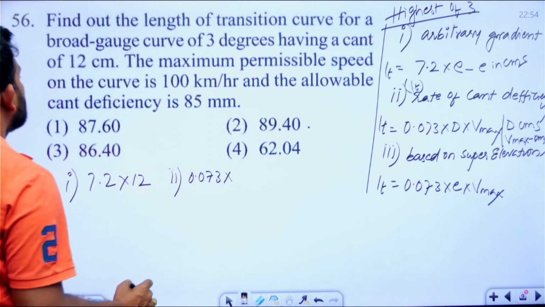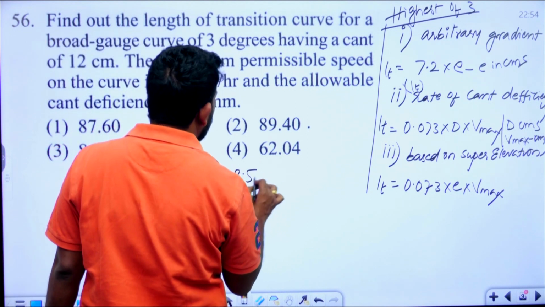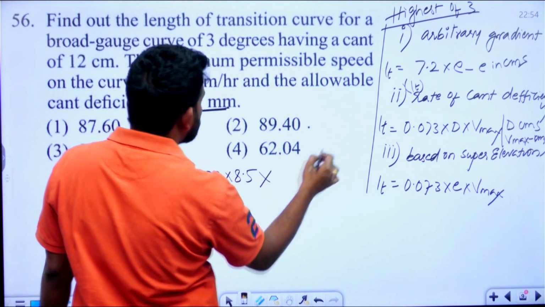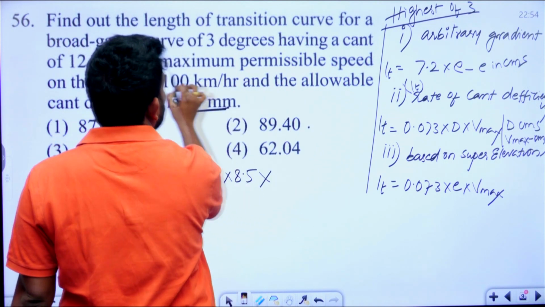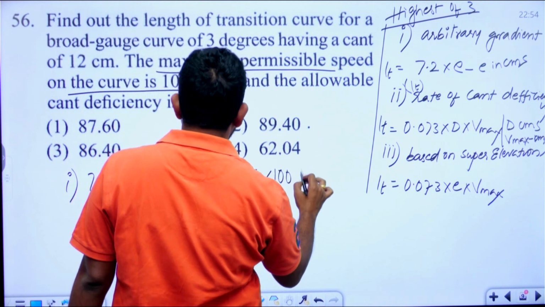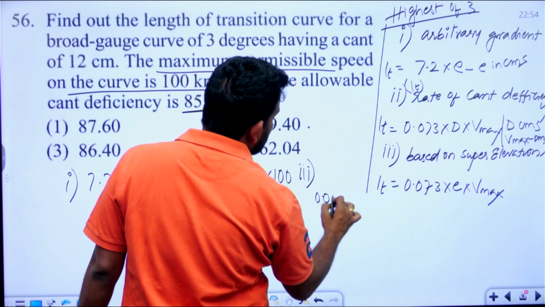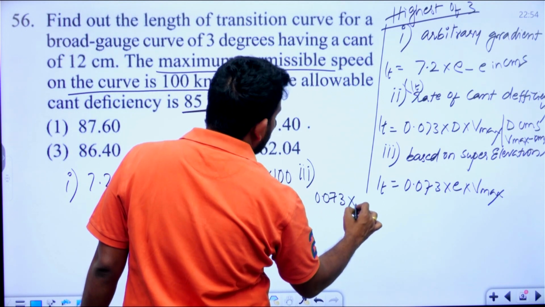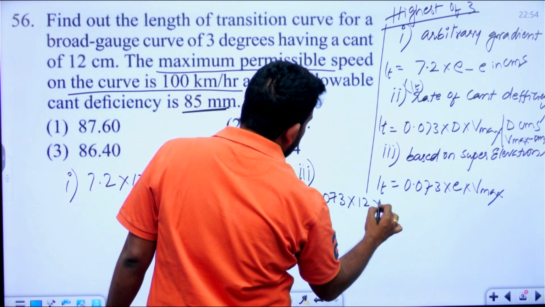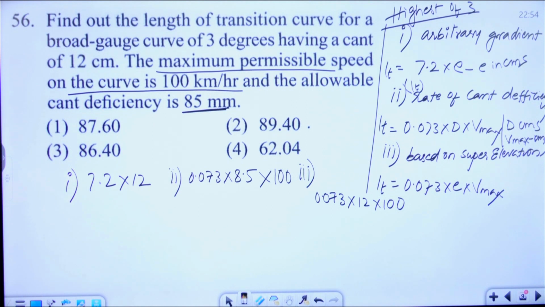into the cant efficiency, given as 85, that is nothing but 8.5, which we have to take in centimeters, multiplied by V max, where the maximum permissible speed on the curve is 100 kmph. So 100, this is the second condition. The third condition comes out to be 0.073 into E, the cant of 12 centimeters, into V max, again 100. Solve this using simple mathematics so that you get the answer directly.